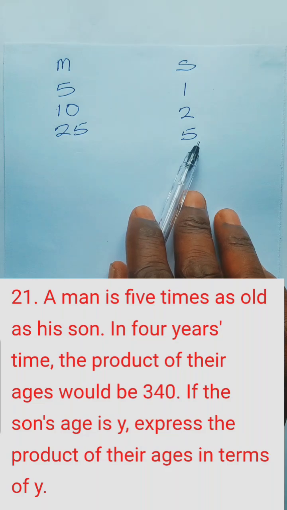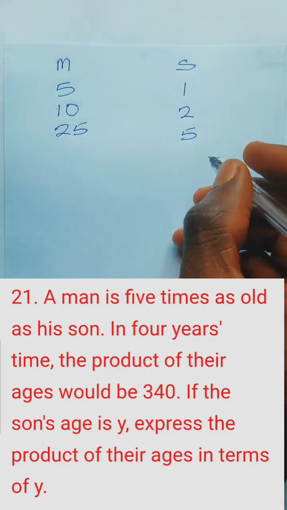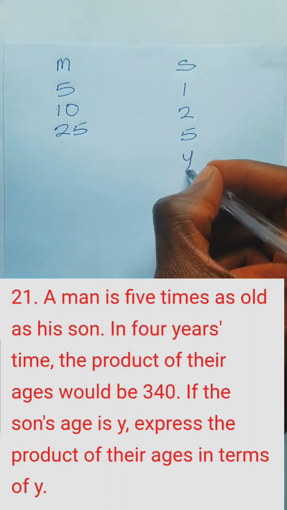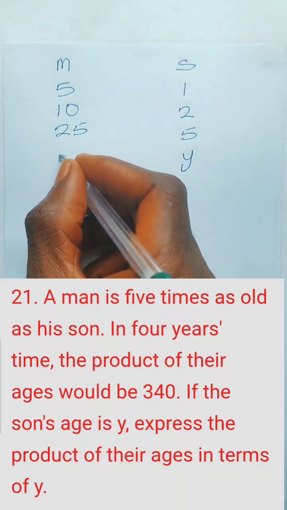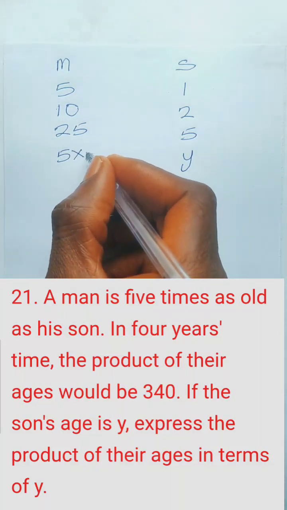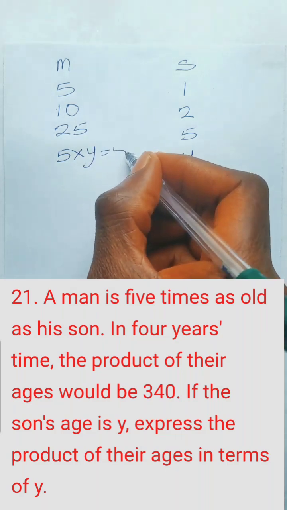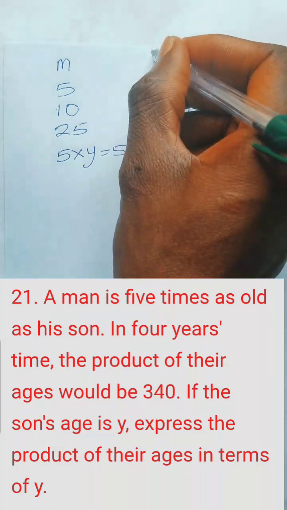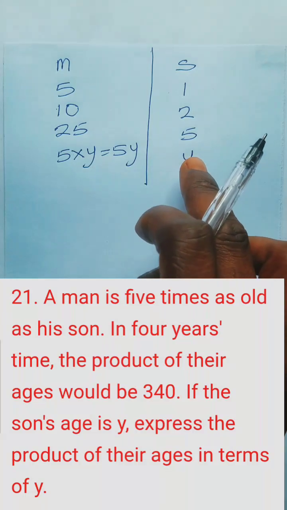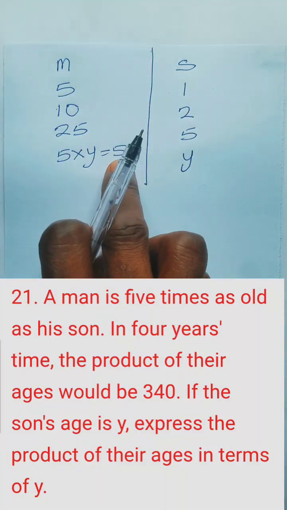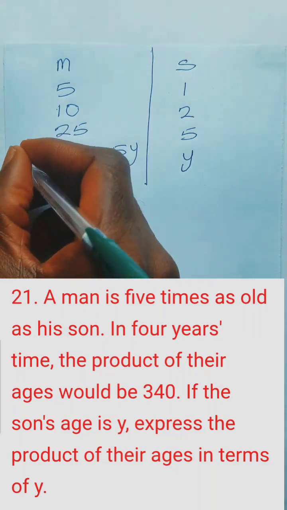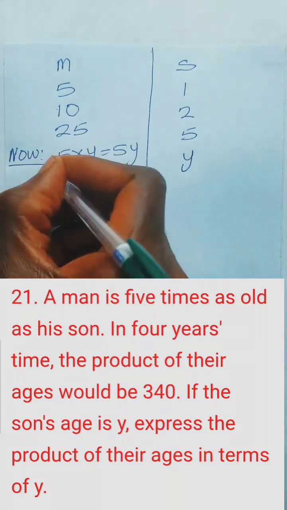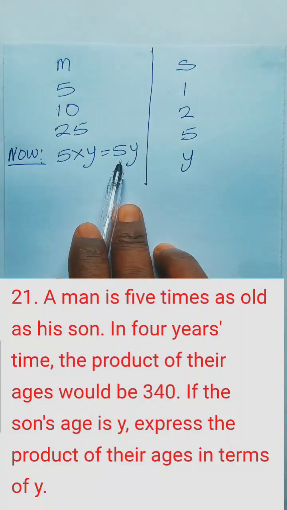But we are told here that if the son's age is y, so we are actually given a letter for the son's age, y. It means the man's age should be what? Who can guess? 5 times y, which is 5y. Is that okay? So that is the relationship between the son's age and the man's age. Right now, the man is 5y, the son is y.